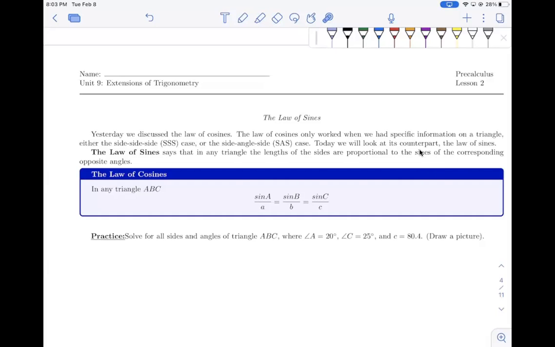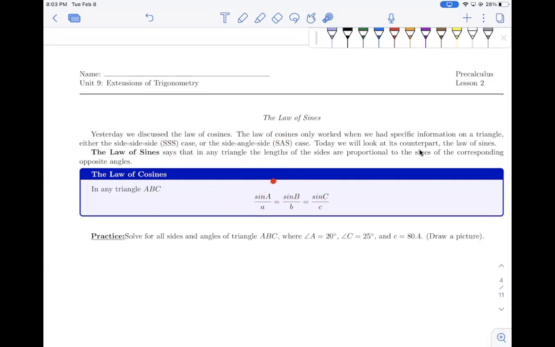So in this lesson, we're going to talk about the counterpart to the law of cosines, the law of sines. Yesterday, we saw that the law of cosines works great when we know all three sides, or we're given a side-angle-side. The law of sines is just stated as such over here.